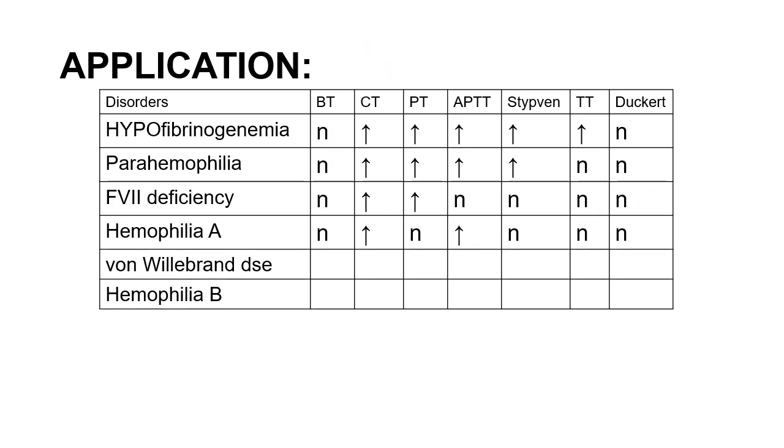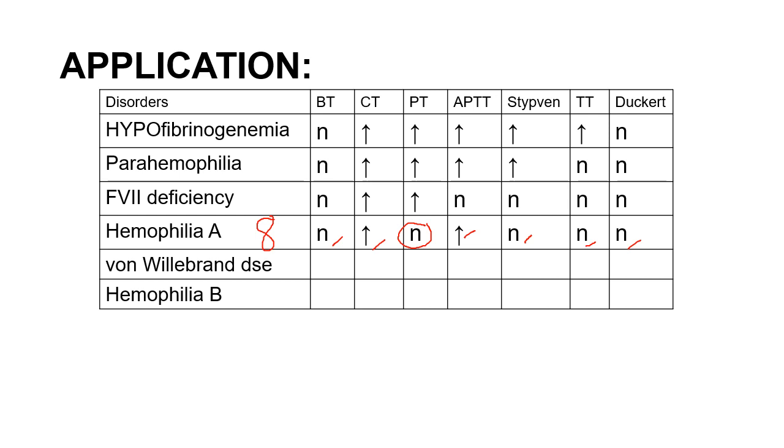Next is hemophilia A or factor number 8. So, bleeding time is normal. Clotting time, prolonged. PT is normal. APTT is prolonged. Stiff vein time is normal. Thrombin time, normal. Duchert's test, normal.